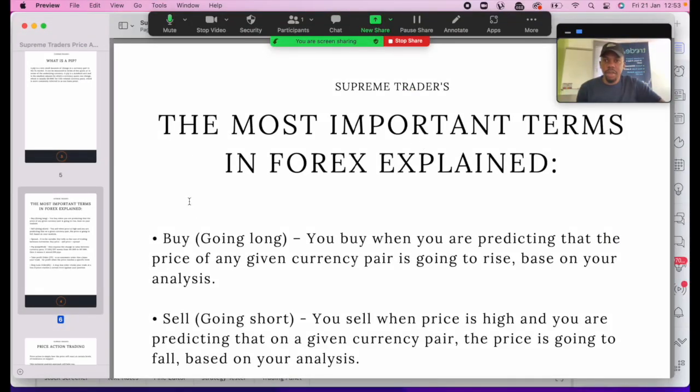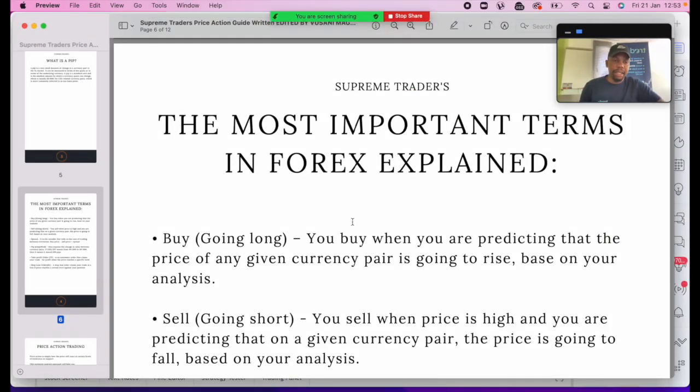Alright, so let's go into it. So this is our price action guide. This is a price action guide. That's the guide that I'm gonna send to the public Telegram. So if you're not on the public Telegram, then unfortunately you won't get this. But the link is there and it's free.